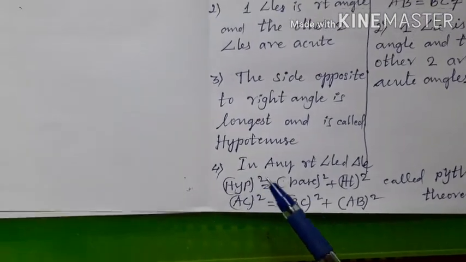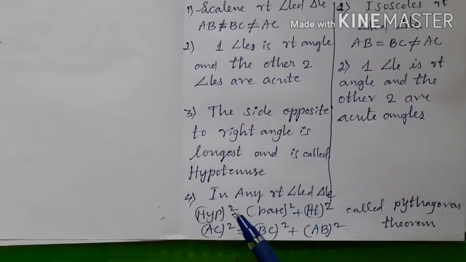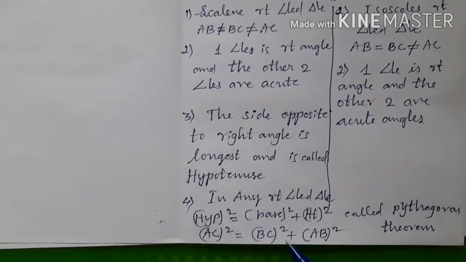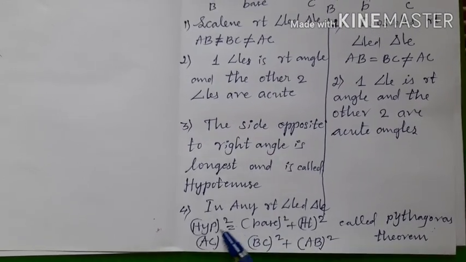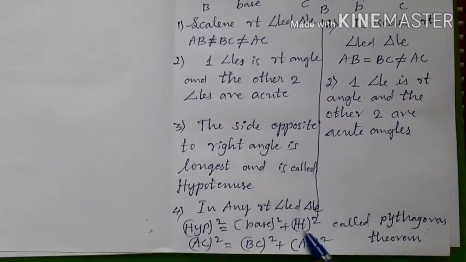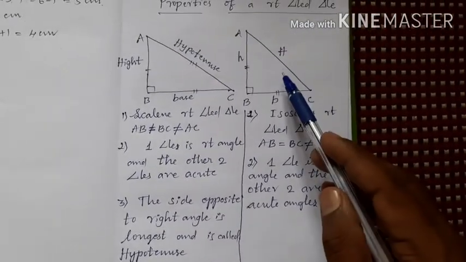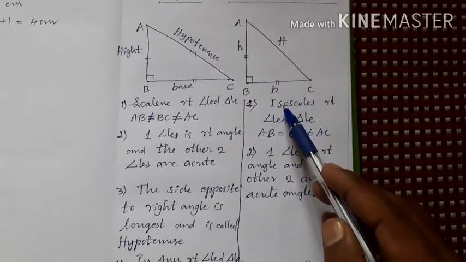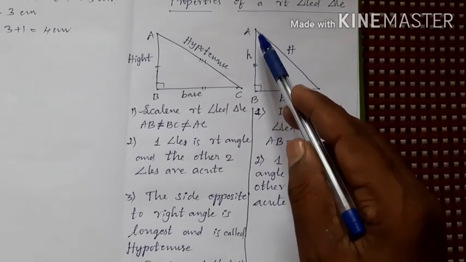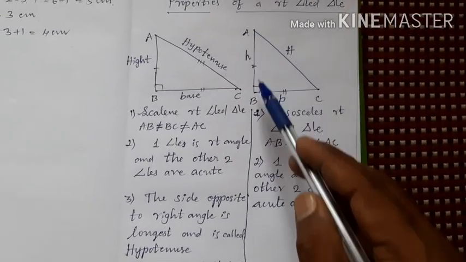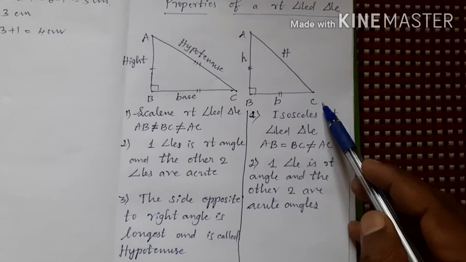Thus, the Pythagoras theorem can be applied only to a right angled triangle in which the square on the hypotenuse is equal to the sum of the squares of the other two sides, or hypotenuse square is equal to base square plus height square. Okay, and in the same way we can apply the Pythagoras theorem to an isosceles triangle also. Here also the hypotenuse square AC square is equal to the sum of squares, AB square plus BC square, or height square plus base square.